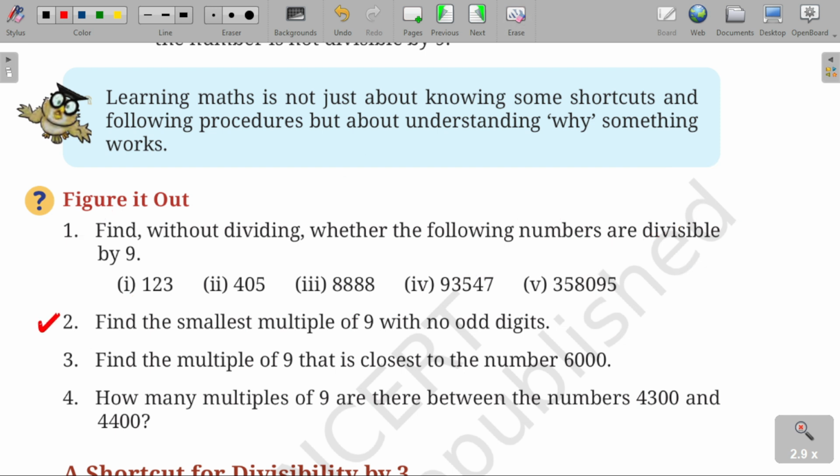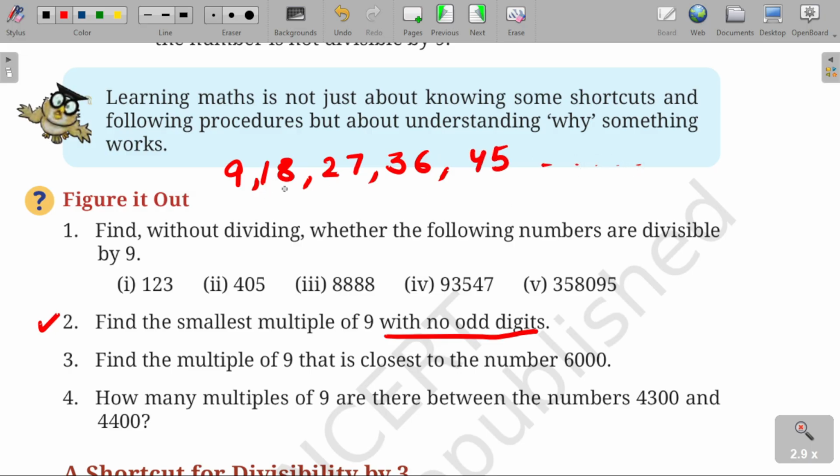Now moving to the next question, second question. Find the smallest multiple of 9 with no odd digits. You need to find out the smallest multiple of 9 with no odd digits. What are the multiples of 9? These are 9, 18, 27, 36, 45, and so on, right?